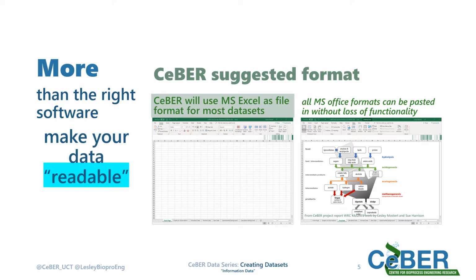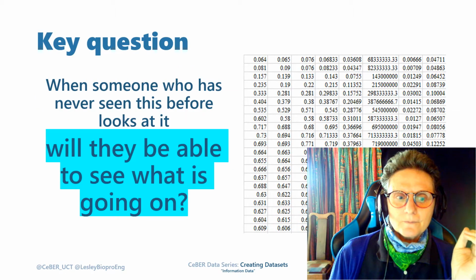So in the previous video, we talked about the CBER suggested format with using Excel for most things, but it's more than just the right software. It's about making your data readable. It's about making it so that when somebody opens that workbook or spreadsheet, they can understand what's on it. They can read it easily. They don't have to figure things out. You've made it obvious for them what it's all about.